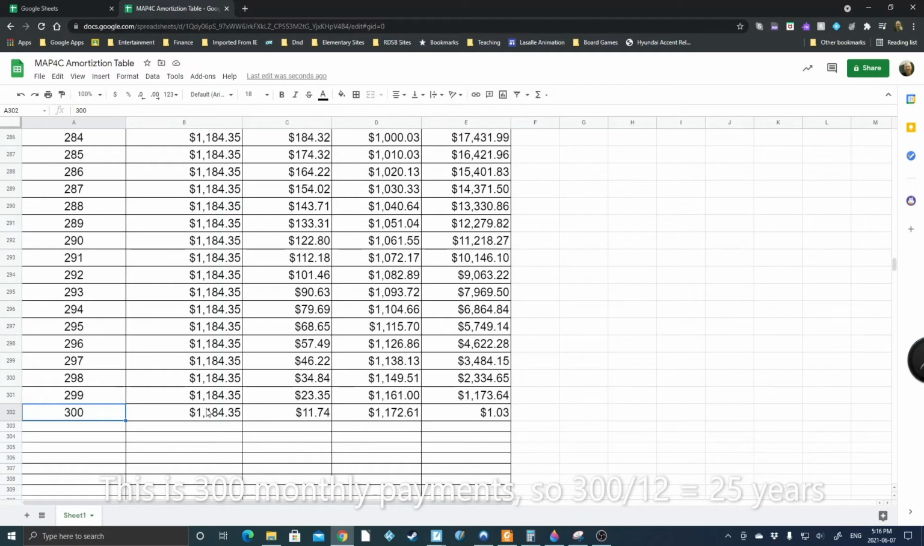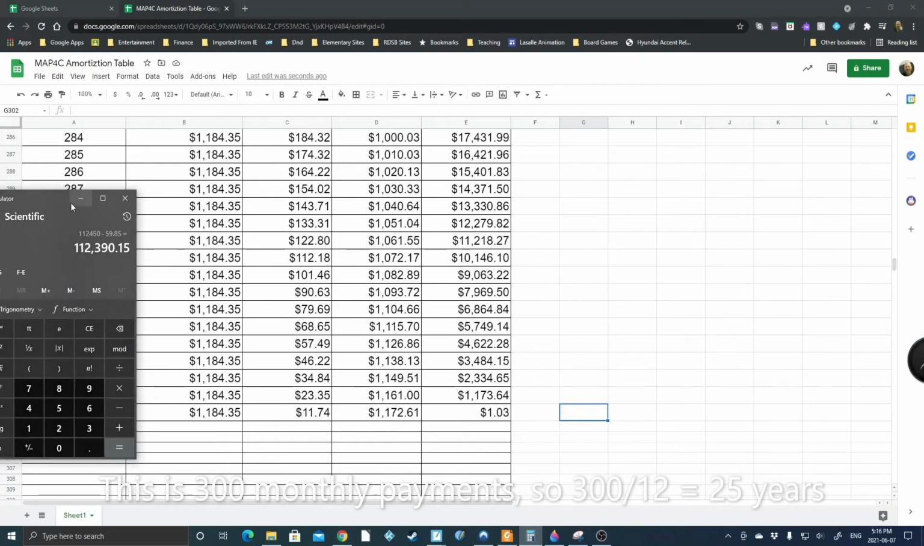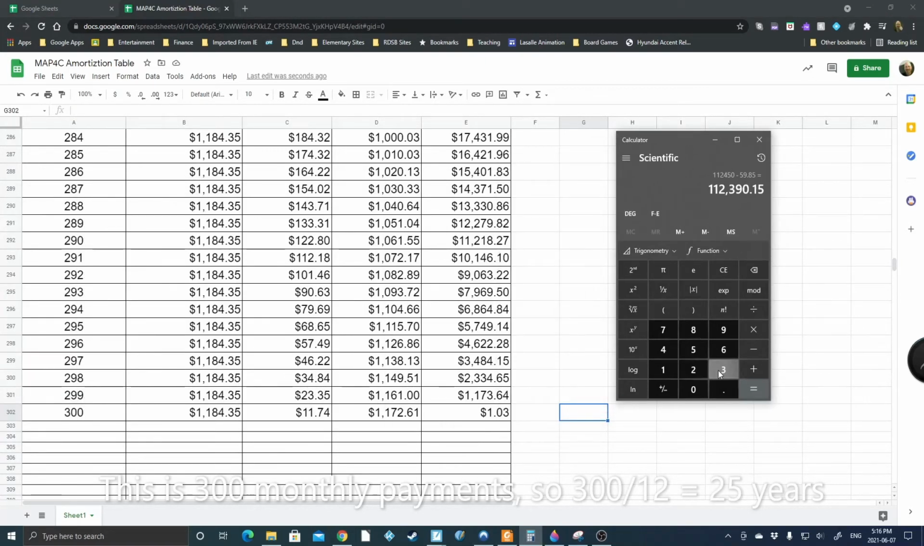Now, how much did we pay for that house? If we did 300 payments of $1,184.35, let's calculate how much that would be. So let me bring up the calculator here. So we did 300 payments times $1,184.35.